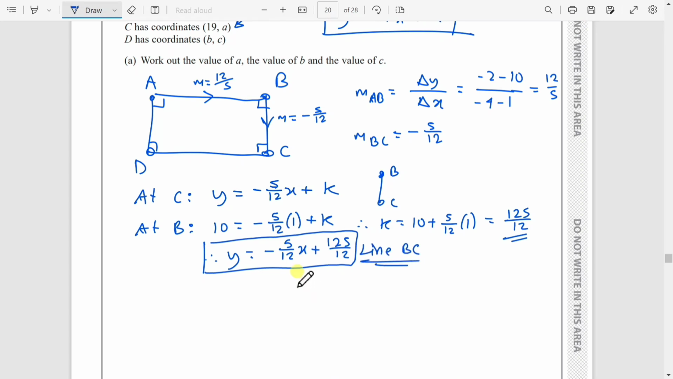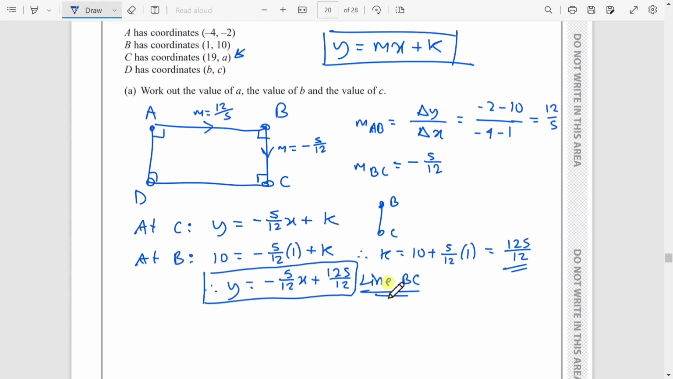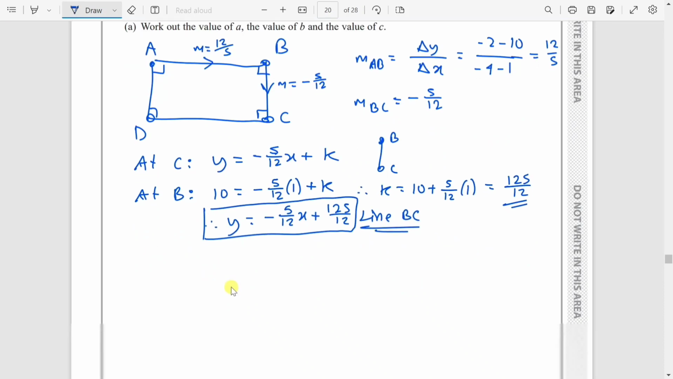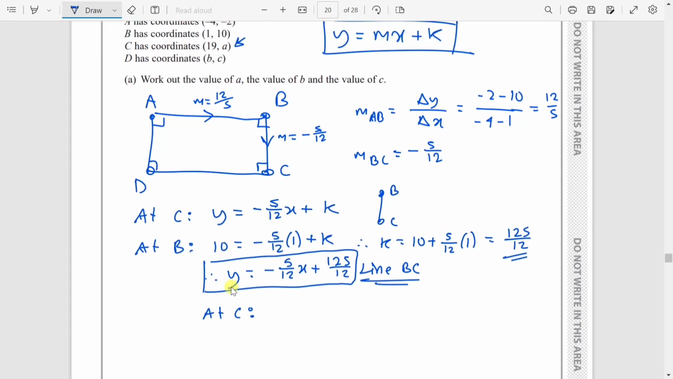Now, this helps a lot. What's the point of this one now? Now you got line BC, you can substitute the coordinates of C and then get the value of A automatically. So let's plug in, replace X with 19 and Y with A. So therefore, we can say at C, what's the coordinates again? So A equals minus 5 over 12 times 19 plus 125 over 12. And therefore we can work out A.